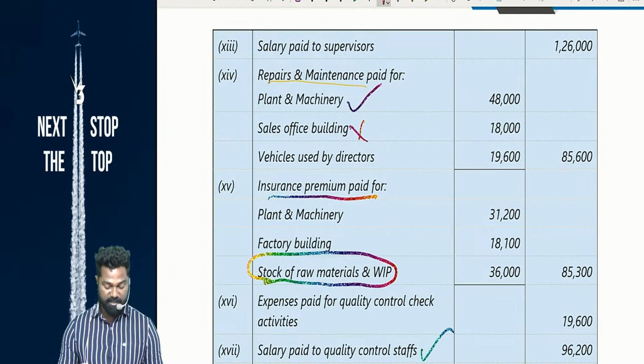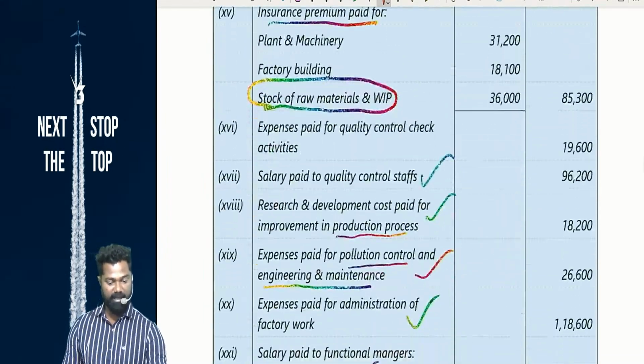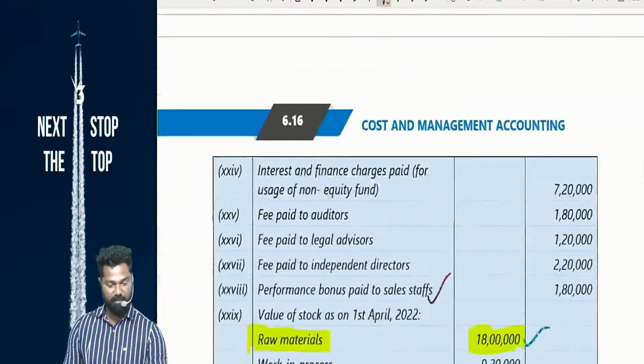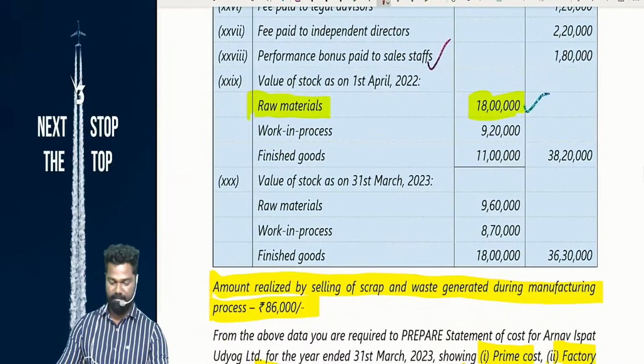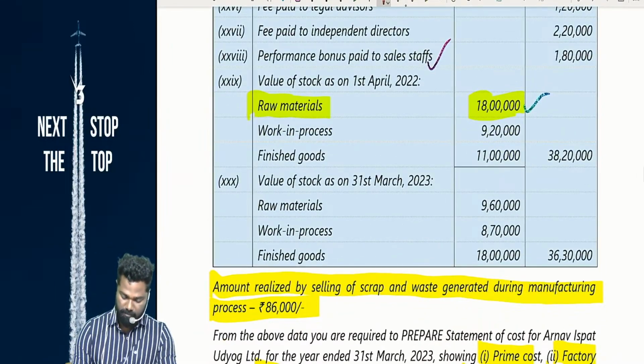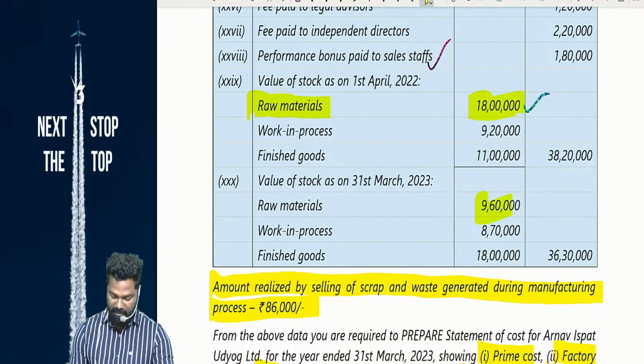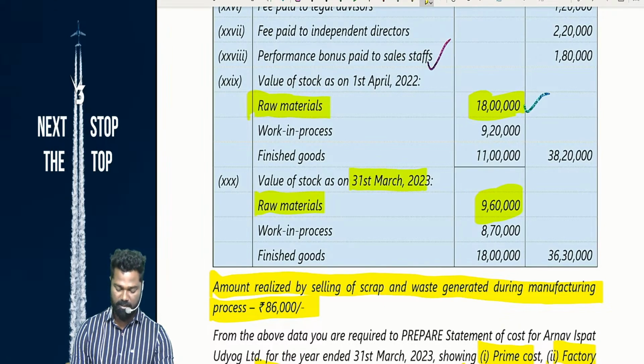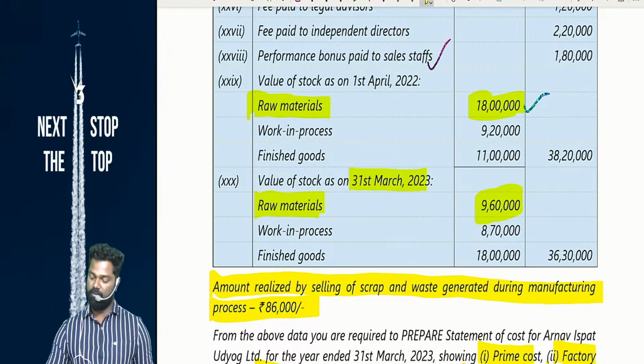Next. Closing stock of raw material. Tell me how much is closing stock of raw material. Where is that given? Chalo. Closing stock of raw material is 9,60,000. Clear? Now calculate and tell me how much is that coming.